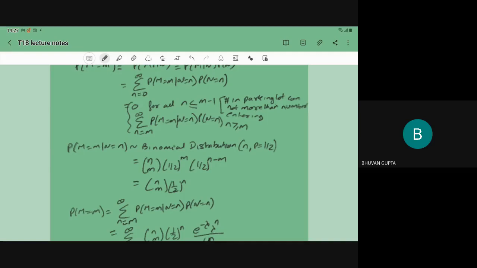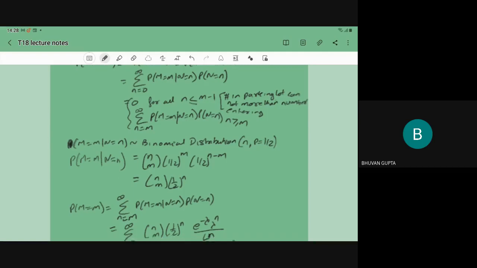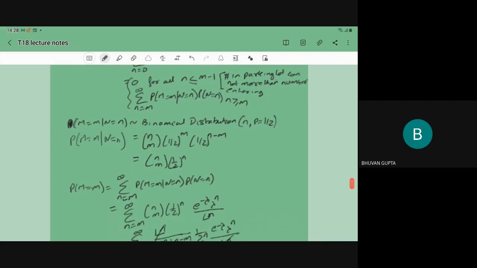So here, when we say random variable, not probability, M given N follows the binomial distribution with parameters n is equal to n and p is equal to half. So what is its probability that M is equal to m given N is equal to n? It will become n choose m, 1 by 2 to the power m, into 1 by 2 to the power n minus m. So it will become n choose m into 1 by 2 to the power n. Now it's clear.